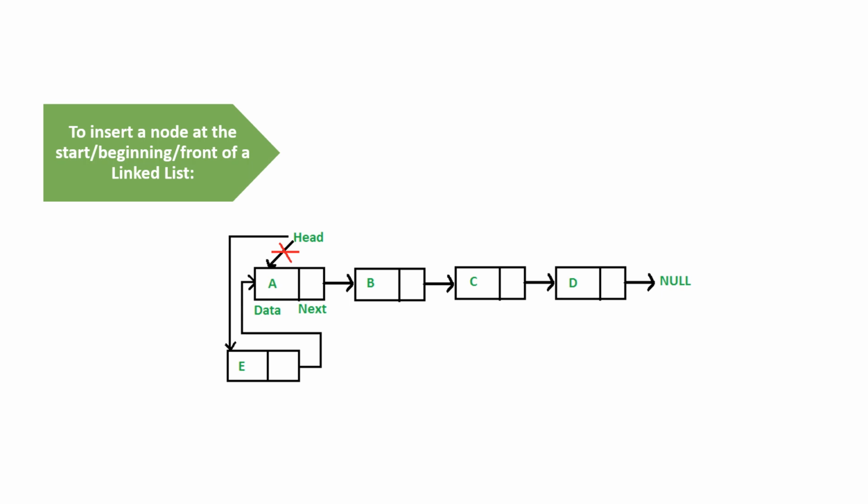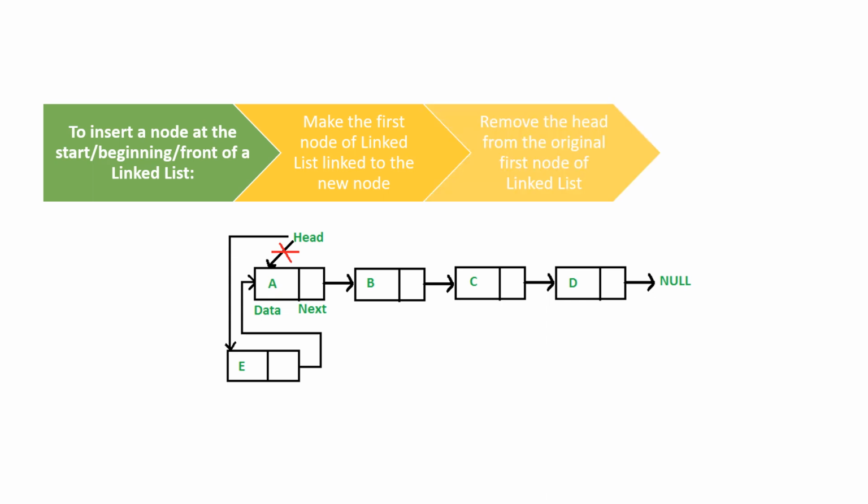First, we can see how to insert a node at the start or beginning of the linked list. Here we have a series of nodes A, B, C, and D. And now we are going to insert the node E at the start of the linked list. You can see how we can insert. First, we make the node E the first node of the linked list, and remove the head from the original first node of the linked list.